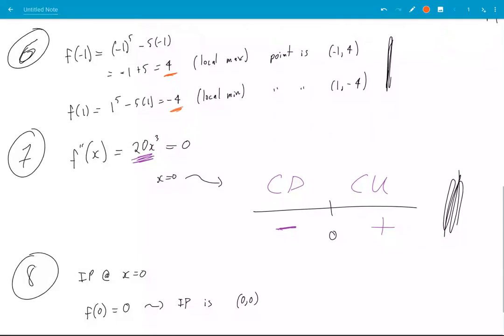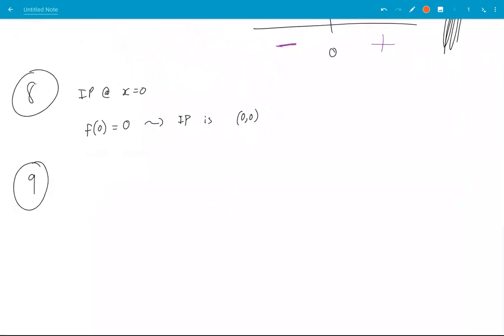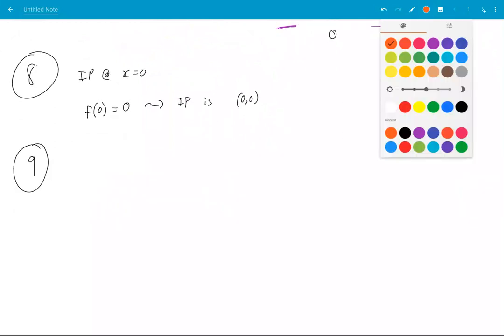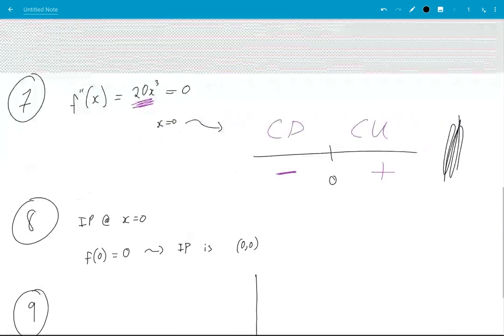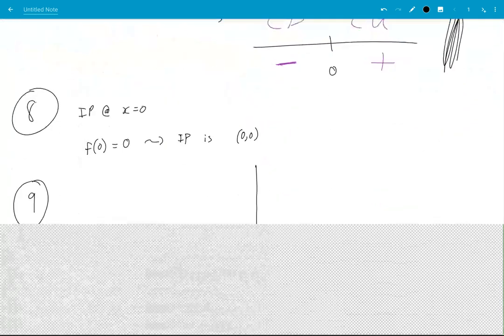Okay, so I got 0, 0, and I got these points here. I'll start by just plotting those points. Oh, that's not a very straight line. This is not going to be straight. Much better, Jordan. Good job. So go through 0, 0. And what did I say? 1, -4, -1, 4. Yeah, -1, 4.